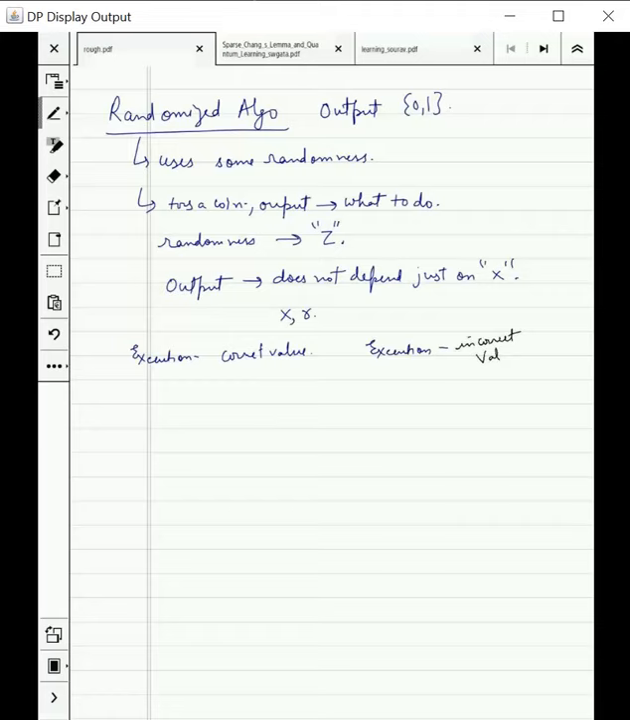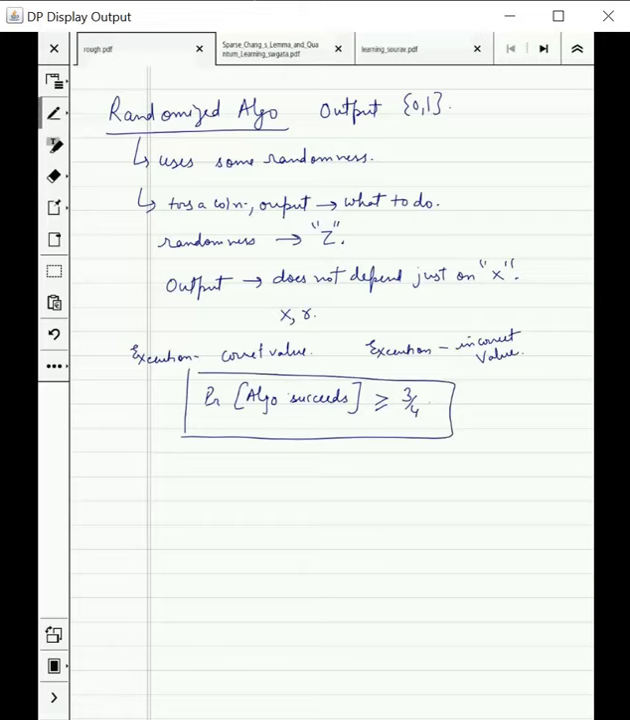And not surprisingly, what we need is that the probability that our algorithm succeeds is more than some high value. Let's start with 3/4. So such an algorithm is called a randomized algorithm. Main difference: instead of at every point knowing what we do, at some points we might want to use randomness to decide what to do.